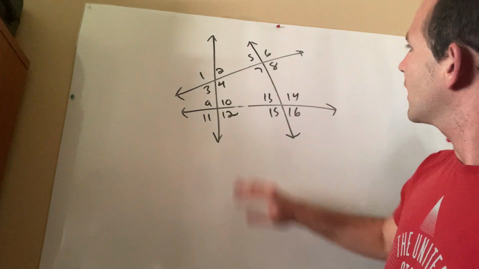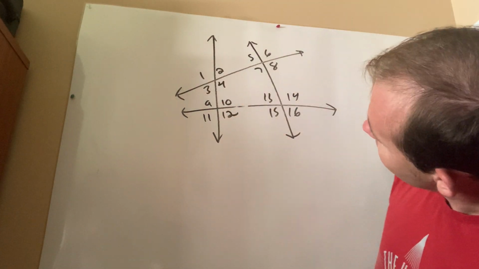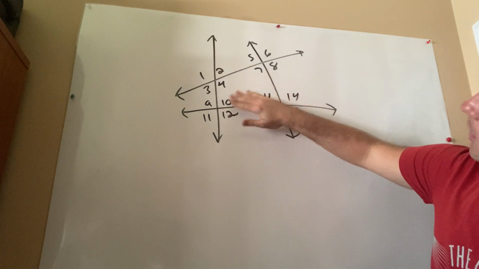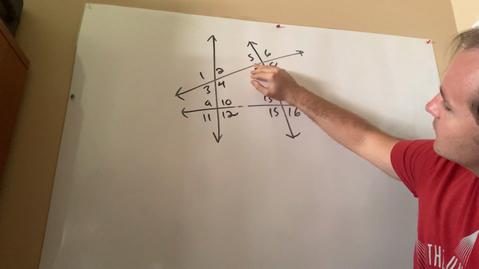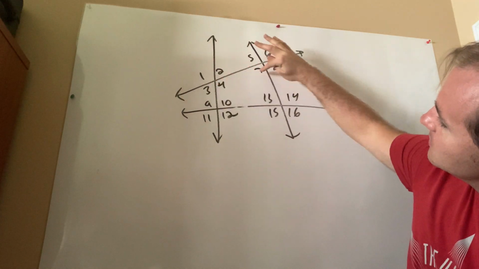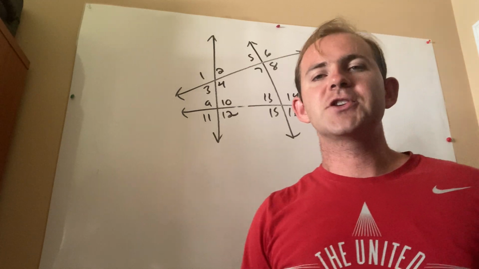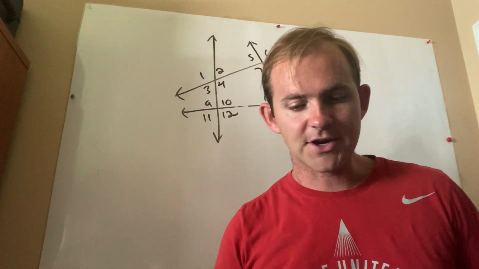Next up, 4 and 7. Let's take a look. Okay, 4 and 7. So if we crane our necks once again and look at it sideways, we see that these two are on the same side of the transversal and they're interior. So what that means, because they're both in between these two lines and they're both on the left, we can call them same side interior, also known as consecutive interior.